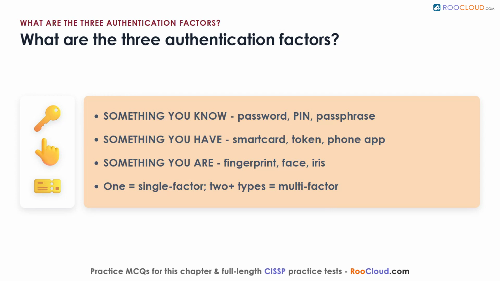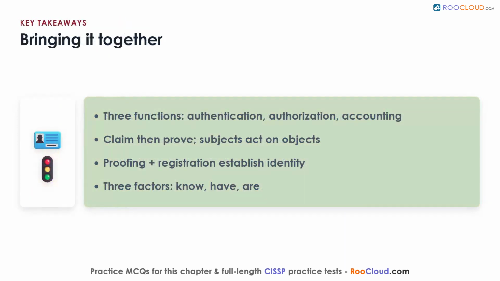Using a single one is single factor, while combining 2 or more different categories is multi-factor authentication. Knowledge is the weakest and biometrics the strongest, though even a fingerprint reader can be fooled by a molded fake. So let's bring it together. Identity and access management rests on 3 functions: authentication, authorization, and accounting.